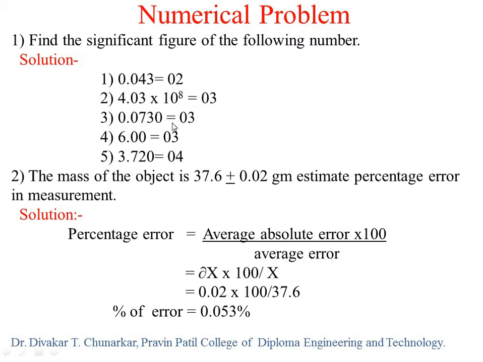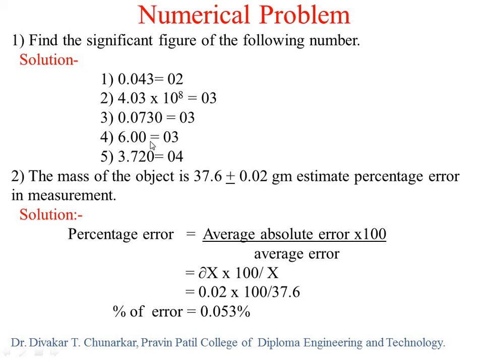Then 0.0730. Here both zeros occur before the non-zero digits, 7 and 3, and therefore here there are also 3 significant figures, that is 730. But these zeros in 0.0 are not significant, because the zeros occur after the decimal point and before the non-zero digits, and therefore both zeros are not significant.